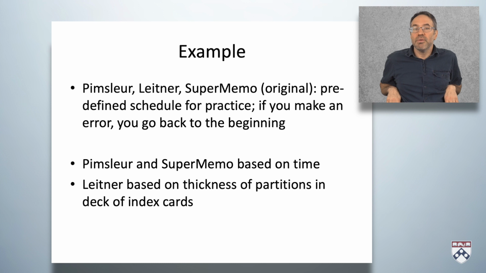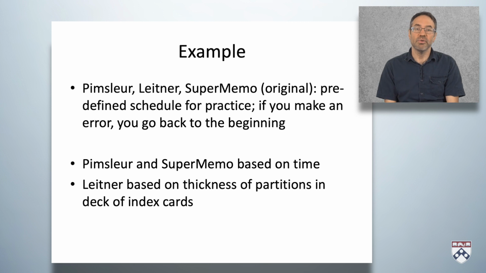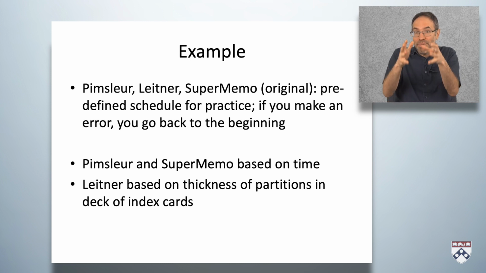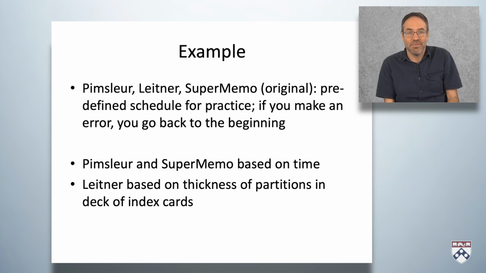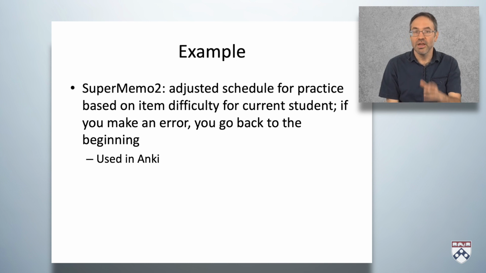For example, Pimsleur, Leitner, and the original SuperMemo had a predefined schedule for practice. If you make an error, you go back to the beginning. And Pimsleur and SuperMemo were based on time. Leitner was based on the thickness of partitions in a deck of index cards. To use the Leitner system, you actually had to buy these special cards in a special box to keep them in, which made a lot of sense in the 1970s. SuperMemo 2, which is the version used in Anki, adjusted the schedule for practice based on the item difficulty for the current student. In other words, it learns over time that this is an item you struggle with, and this is an item you don't. But still, if you make an error, you go back to the beginning.